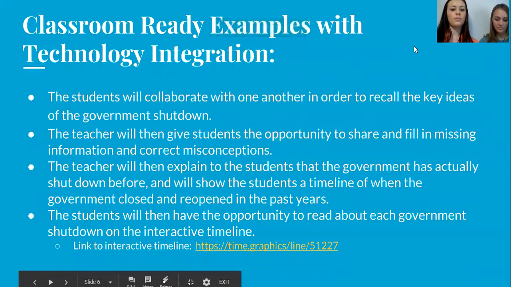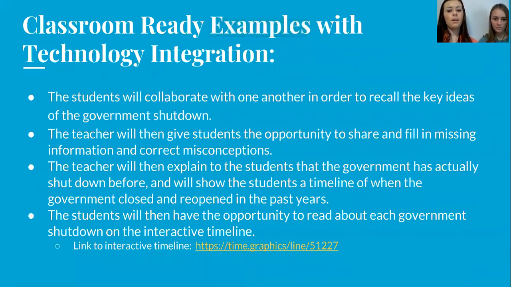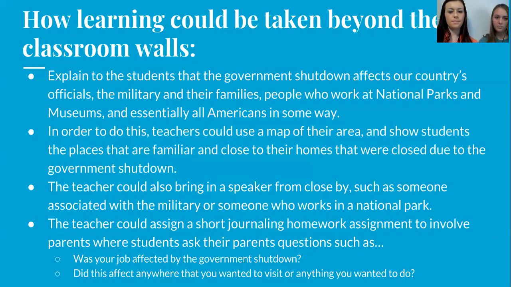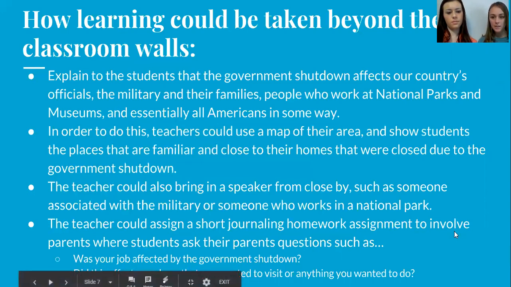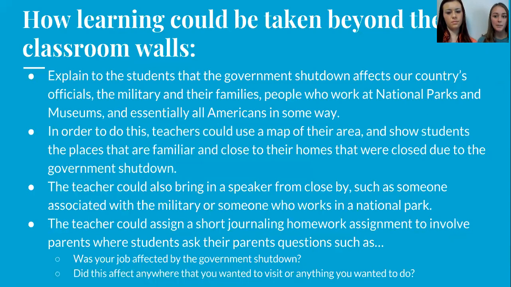So then again, the teacher will explain to the students that this has happened before, and then the students will have the opportunity to read about each government shutdown on the interactive timeline. We're going to explain to the students that the government shutdown affects our country's officials, the military, and their family, and people from national parks, because we want them to know that this is happening nearby and close to them, and not just in Washington, D.C.